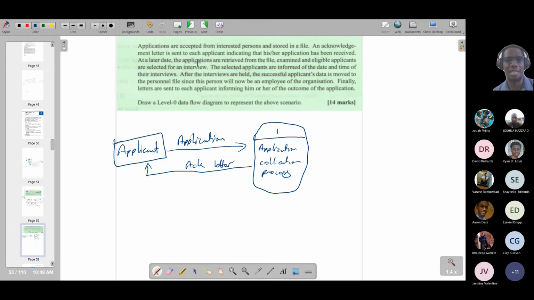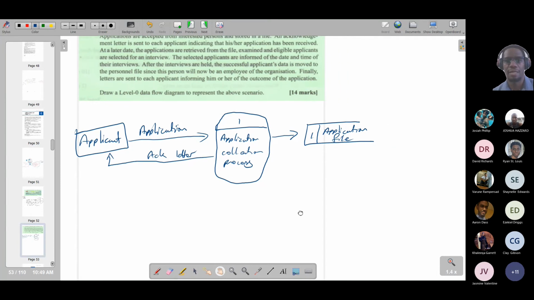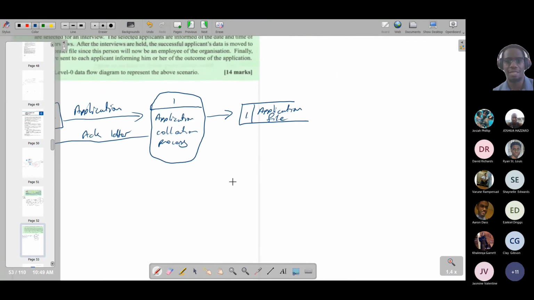The applications are retrieved from the file. So this process will also store information into an application file. And they say at a later date, the applications are retrieved from the file, examined, and eligible applications are selected for an interview. So what does that tell me that process does? This is the interview selection process.